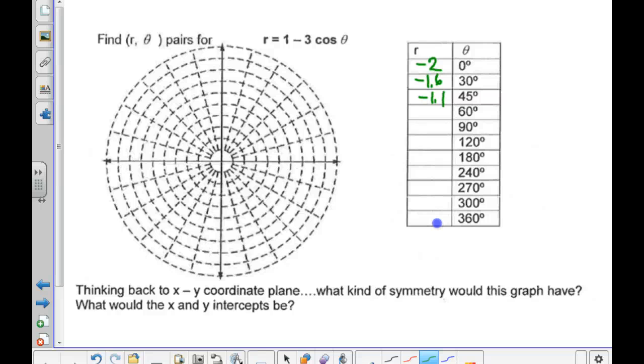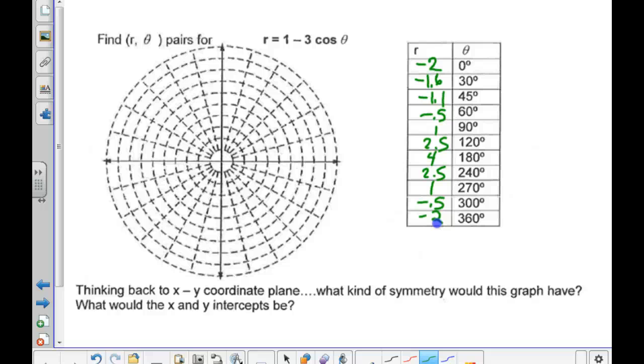1.1. 60? Anybody do 60? Negative 1.5. Negative 0.5? 90? Positive 1? Yep. 120? 180? 240? 270? 300? Negative 0.5. And 360? Negative 2? Okay.